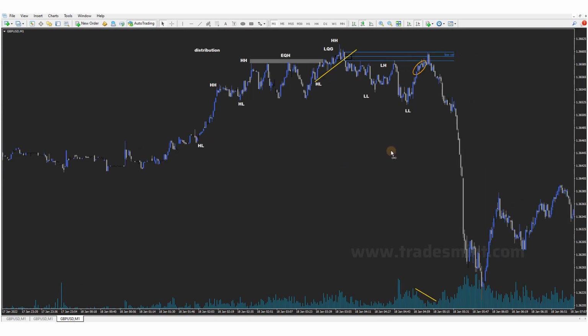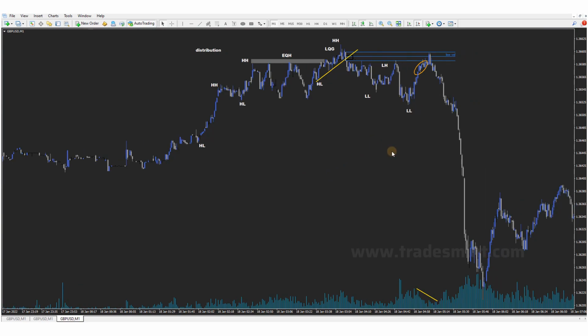Another example, this is a sell setup. Price came to the supply on the higher time frame and also created our pattern as the equal highs as a resistance and push to the up as the liquidity grab.